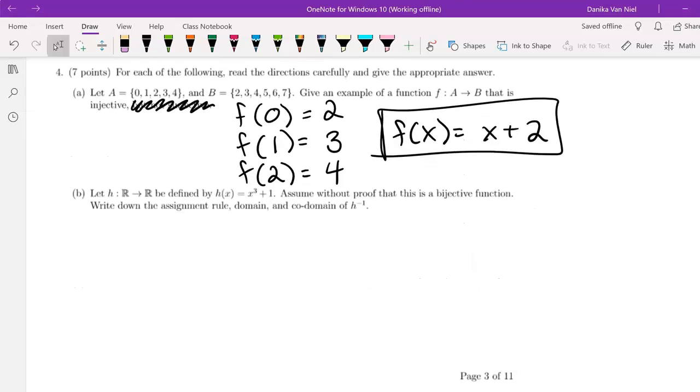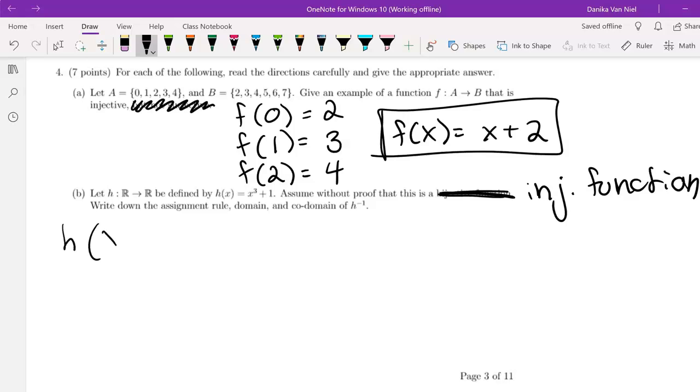Alright, so let h from R to R be defined as that. Assume without proof that this is a bijective function. Okay, so bijective function, we'll ignore that for now. We're just going to say injective function, because we haven't learned about bijective yet. Next week. So h of x, oh wait, we're already assuming that that's true. Oh, we can't do this problem at all. Sorry, friends.